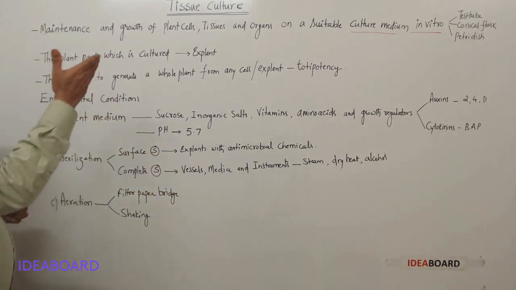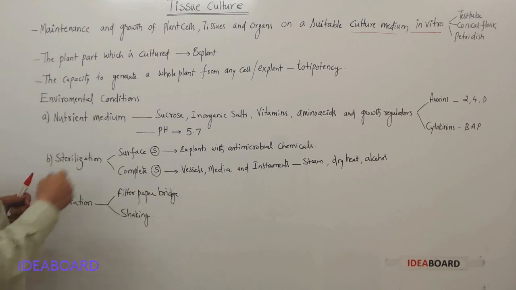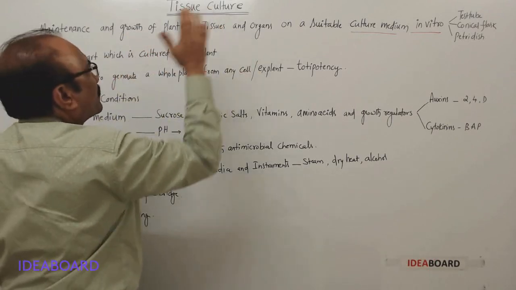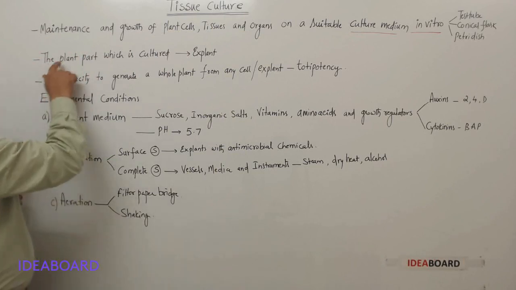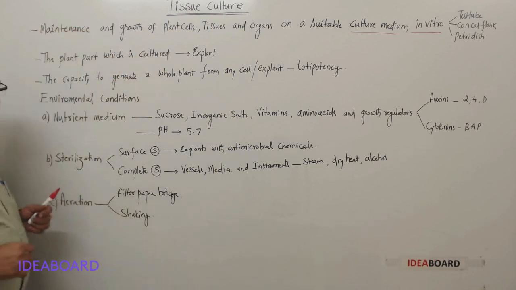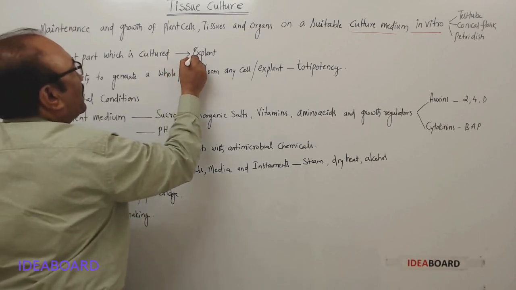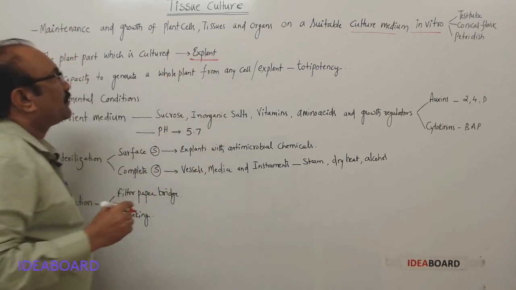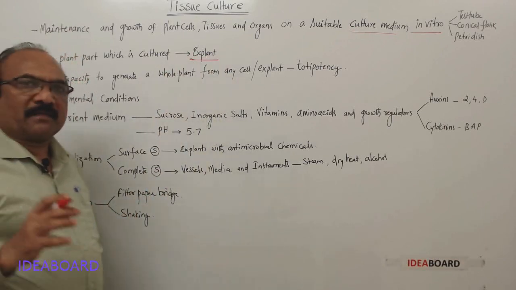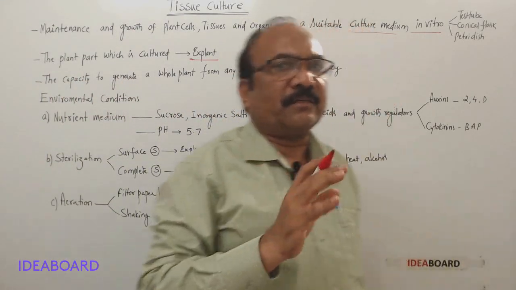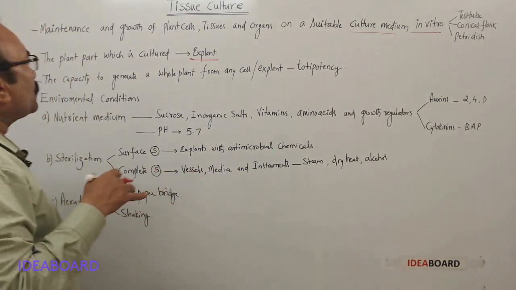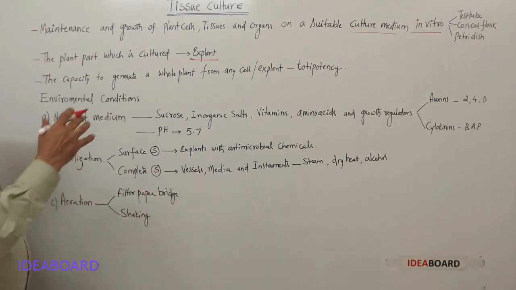And in the definition itself, we are using different parts of the plants. The plant part which is cultured is called explant. So what is explant? The plant part which is cultured or which is used for culturing is called what? Explant.